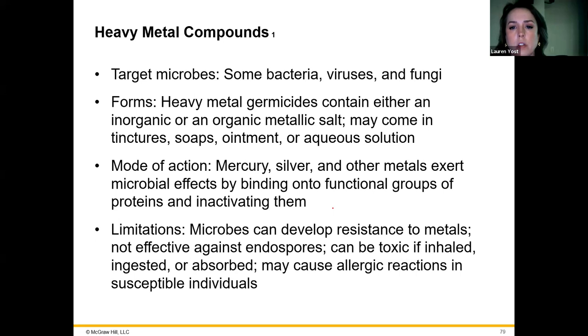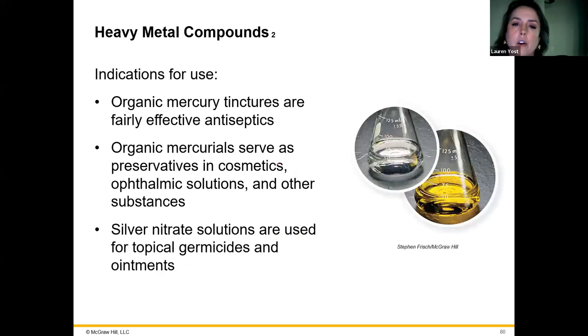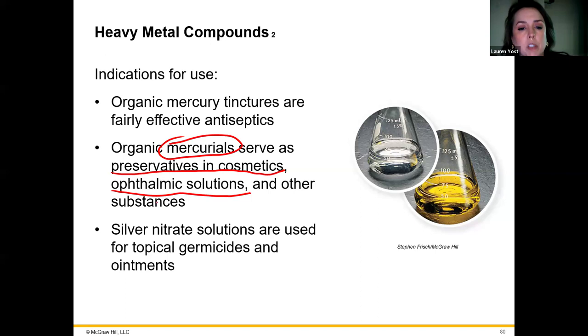Heavy metal compounds are going to affect the function of proteins. This is going to include things like mercury and silver. Yes, I said mercury and silver. You think you don't see mercury in your lives. Organic mercury tinctures are fairly effective antiseptics. Organic mercurials serve as preservatives in cosmetics. Y'all didn't even know it, did you? Ophthalmic solutions, talking about your contacts, and other substances, talking about mercury. It's effective, though. In low concentrations, it shouldn't be harmful.